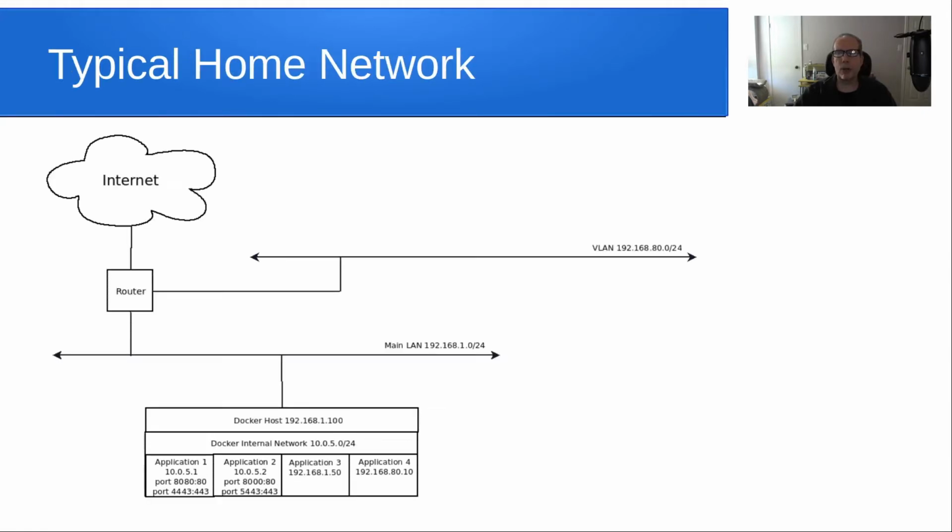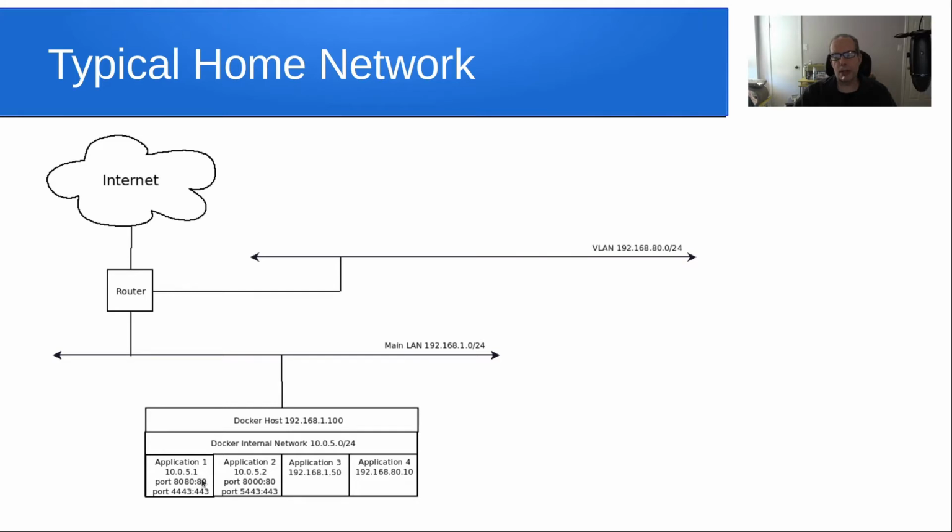So in a typical home network, we've got the internet up here, we've got a router, and out of the box, most routers offer a main LAN address range of 192.168.1.0 with a subnet mask of 24. Let's just say we have a Docker host running on that network, addressed at 192.168.1.100, and when you load Docker, it automatically creates a Docker internal network, which is usually hosted down in a private address range of 10.0.something. So in our case, we're saying that my Docker internal network would be something like 10.0.5.0.